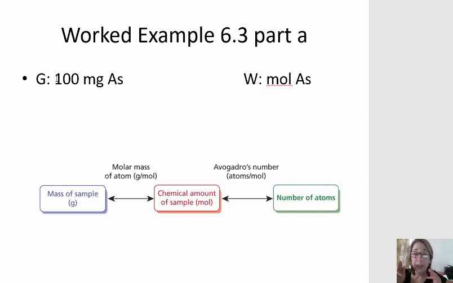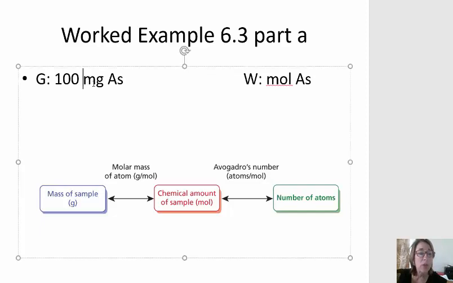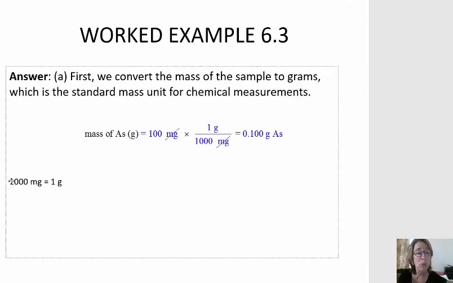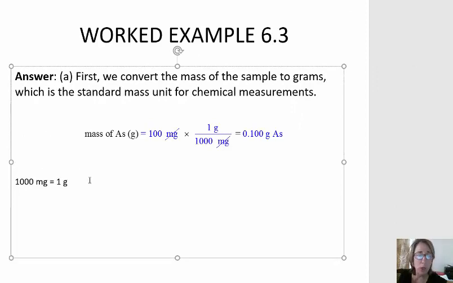So in this problem, we're given 100 milligrams of arsenic, and from our unit, that lets us know that we're in the mass bucket. And so to get to moles of arsenic, our conversion factor is molar mass. Now, one of the things I notice is my unit is milligram, and to be able to use the molar mass as a conversion factor, our mass has to be in units of grams. So before I can actually use the molar mass as a conversion factor, I've got to convert from milligrams to grams. So on the bottom of the slide is the equality between milligrams and grams. 1,000 milligrams is equal to 1 gram.